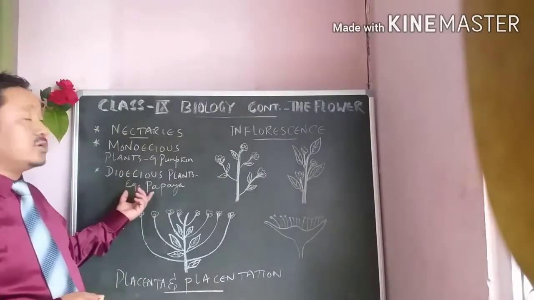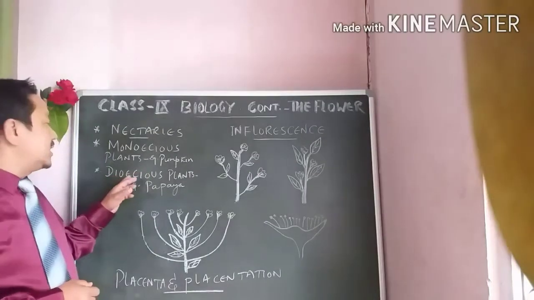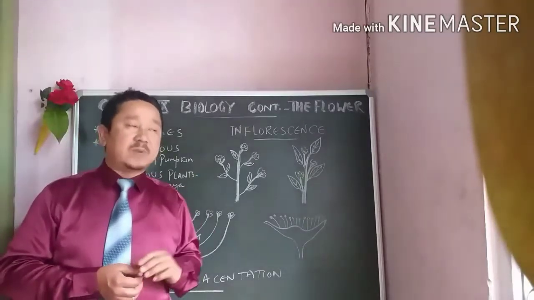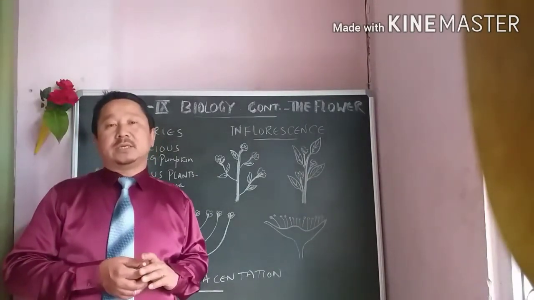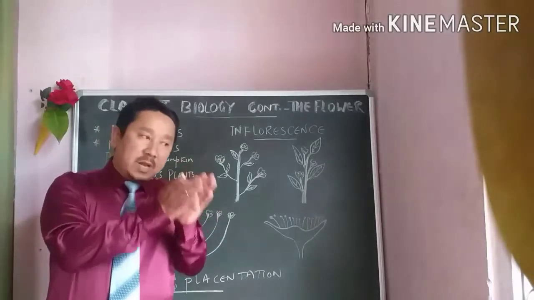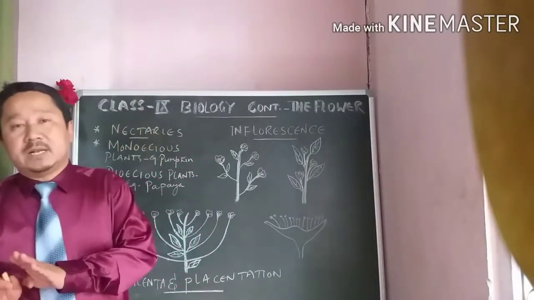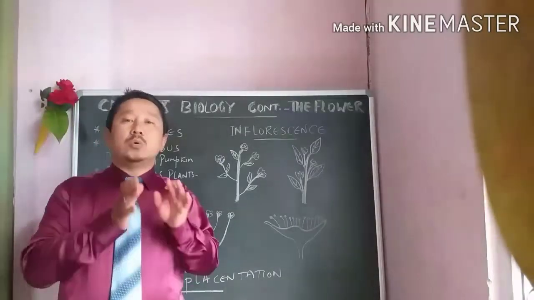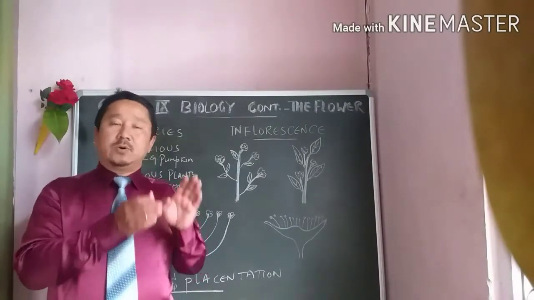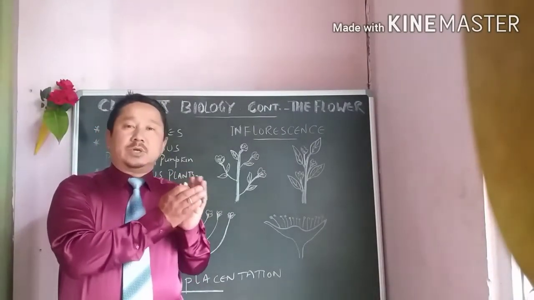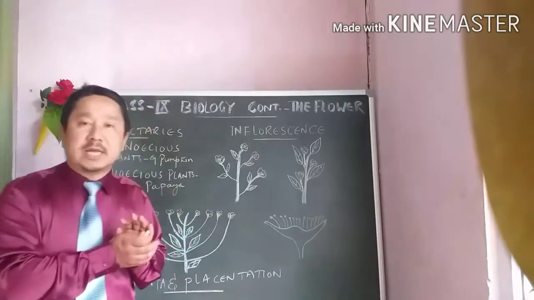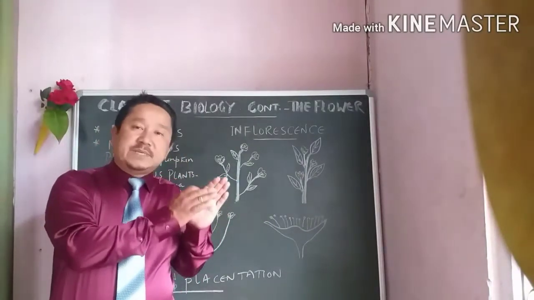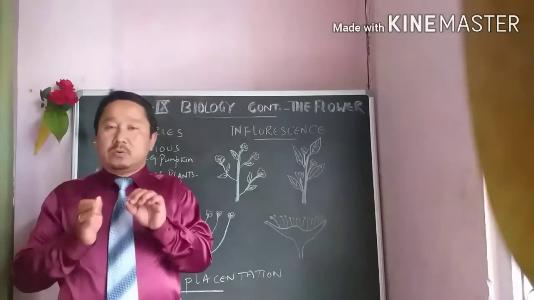Then comes your dioecious plants. Dioecious, D-I-O-E-C-I-O-U-S. Dioecious plants are those plants which contain either only a male flower or only a female flower. That means both male and female flowers do not grow on them. Only one particular type of flower is present, either pistillate flower or staminate flower.